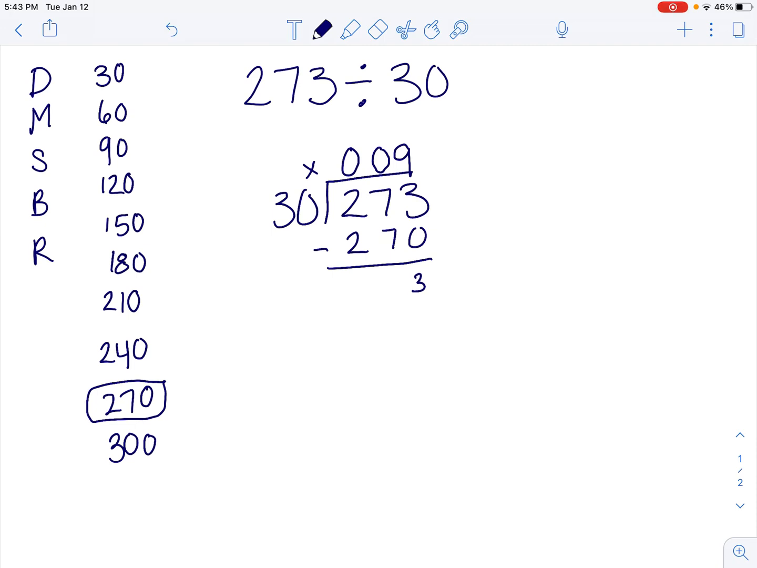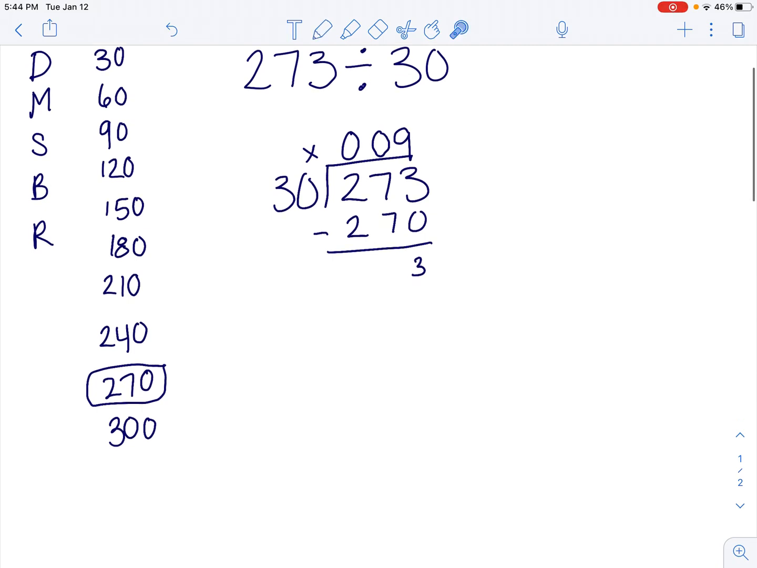Now, we know that if we're doing remainder division, we always want to look to see, is there anything left to bring down over here? Because there's no more digits to bring down, we're going to check our answer to that subtraction problem and compare it to our divisor. And we're going to ask ourselves, is that less than our divisor? 3 is less than 30, so we can call it our remainder now. Our answer here is 9 remainder 3. But before we move on, we always want to check our division using multiplication.